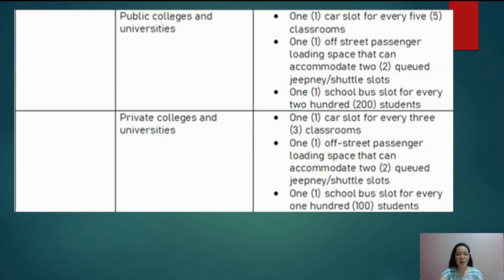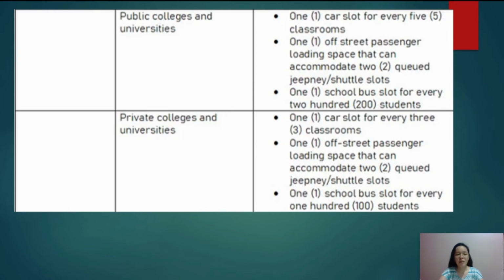Next, for the specific uses or character of occupancies or type of building structures under C-2, we have here public colleges and universities. For its minimum required parking slot, parking area, and loading space requirements, we have one car slot for every 5 classrooms, one off-street passenger loading space that can accommodate 2 queued jeepney or shuttle slots, and one school bus slot for every 200 students.